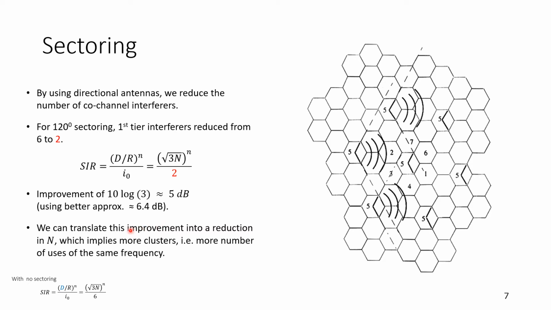So we can translate this improvement into a reduction in N, which implies, of course, more clusters. Either reduce the interference, or you keep the same interference level and reduce N, which of course results in more clusters or more uses of the same frequency. Of course, if you don't use sectoring, the equation is what you have seen here. So just to recall.